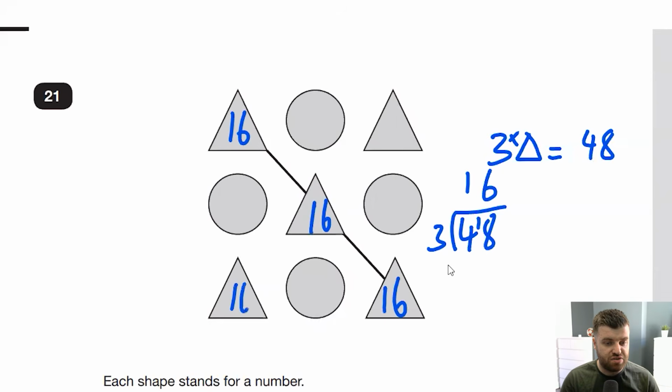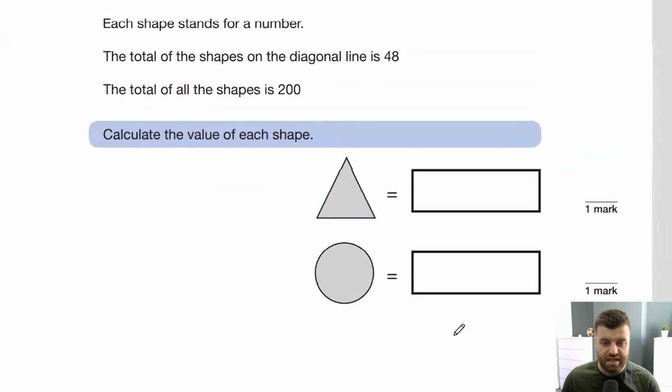Also means we know that these triangles are worth 16. So I'm going to go down. I'm going to put my first answer in. This triangle is worth 16. That should bag us a mark.